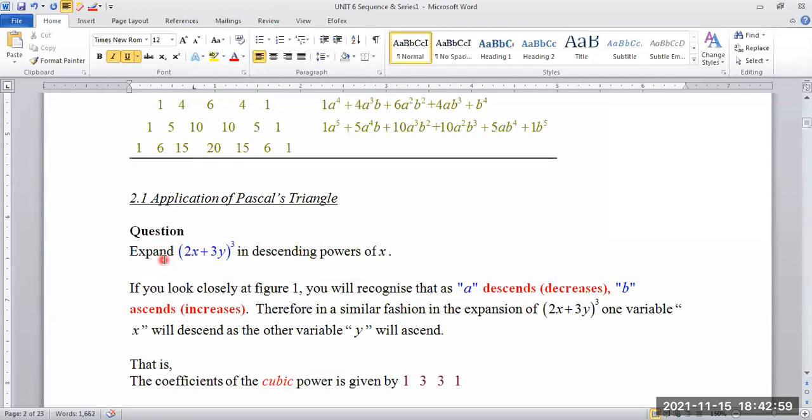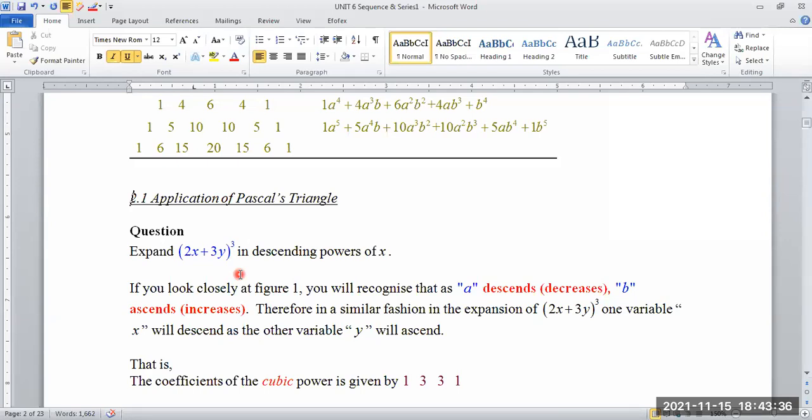So you have a question. The question says, expand 2x plus 3y to the 3rd power in descending powers of x. Descending. When something descends, what happens? It reduces, or it goes down. Very good. D for down. When something ascends, what happens? It increases or goes up. Excellent. So when I'm asking for descending powers of x, it means go down or reduce.